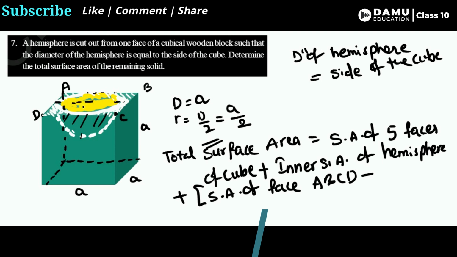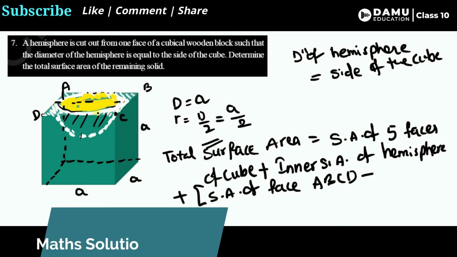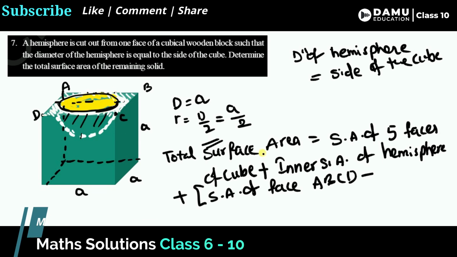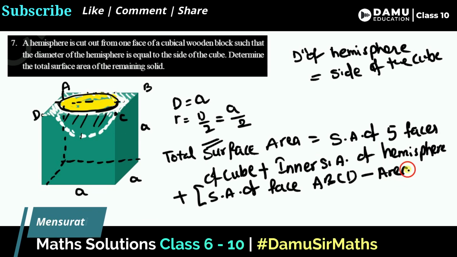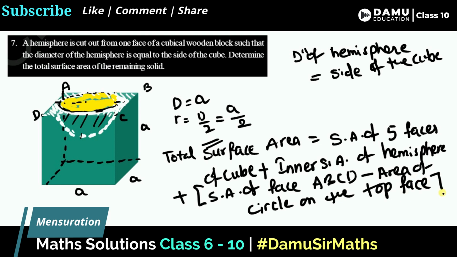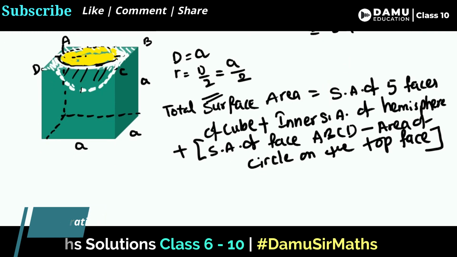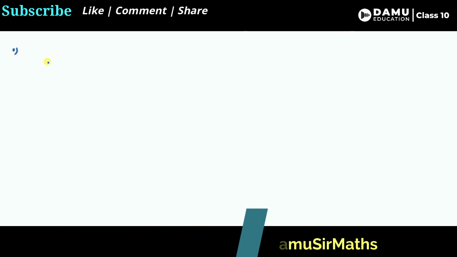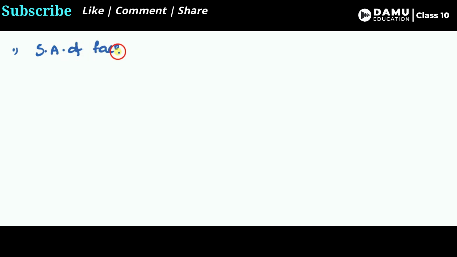So the inscribed circle on the top face. This circle area we need to subtract from this top. So area of the circle of the hemisphere, area of the circle on the top face. This one is the total surface area of the given solid. So let's find out each one. First, the surface area of a face of the cube.